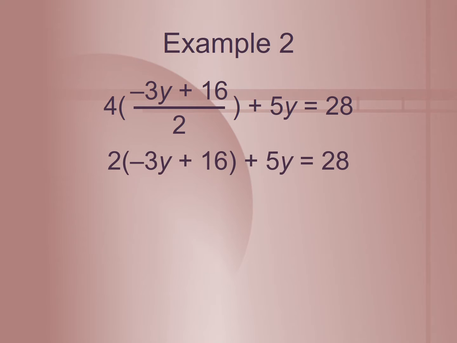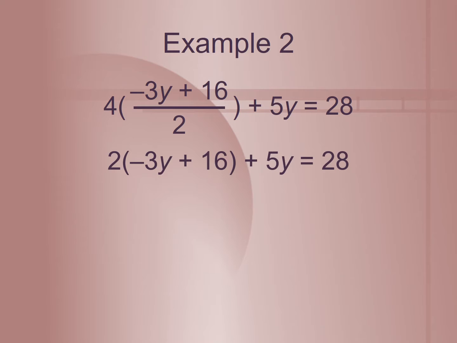So now we have 2(-3y + 16). So this 2 went away because it went into this 4 twice. So that's what happened to this 2. It didn't just magically disappear. We did 4 divided by 2 and got 2. So now we have an equation with just one variable, which means we can solve for that variable.